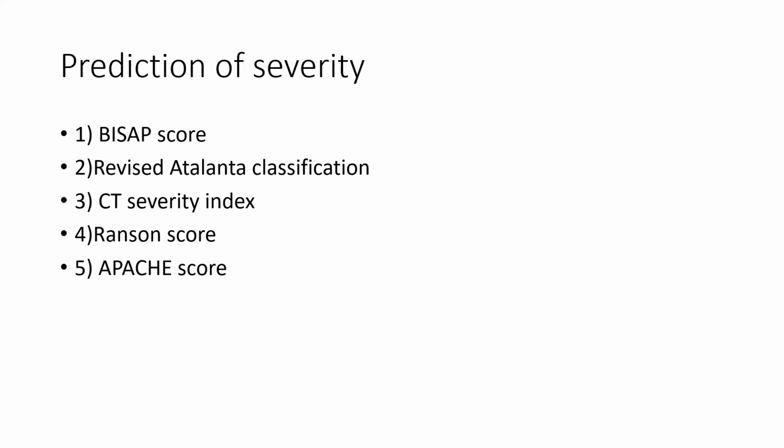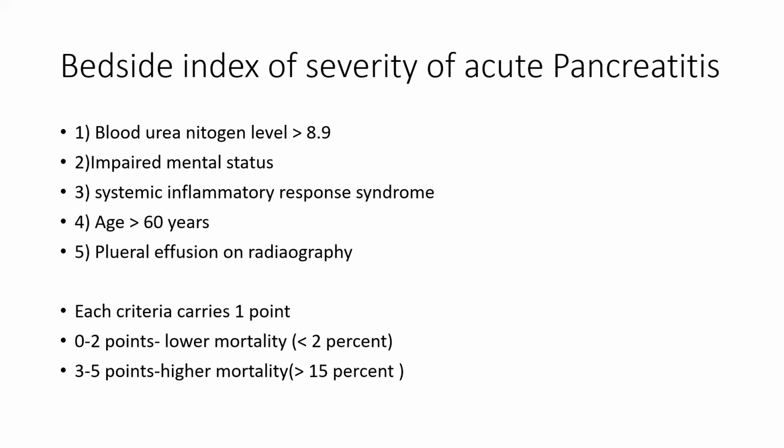Now, after evaluation, after everything, it's our job to predict the severity. How severe is this pancreatitis, so that we can counsel the relatives of the patient. So the scores are the BISAP score, Revised Atlanta classification, CT severity index, Ranson score, and APACHE score. First we'll see the bedside index of severity in acute pancreatitis, that is the BISAP score.